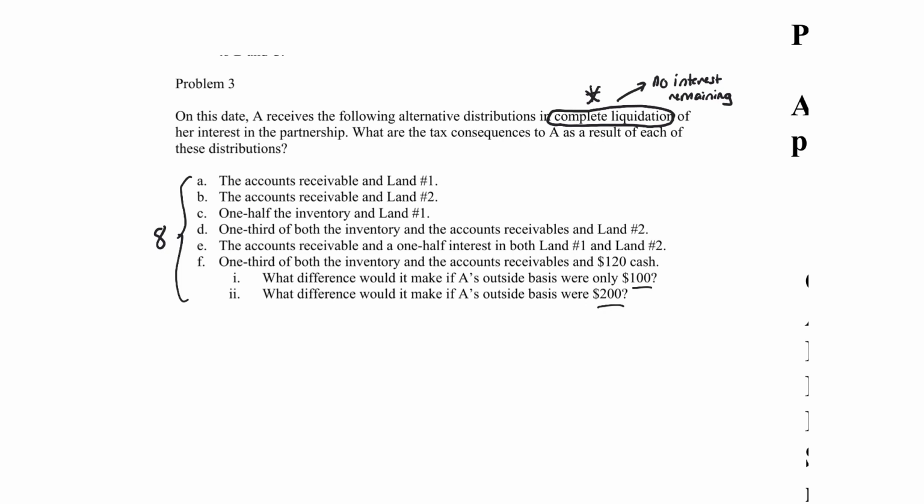Also, you'll notice in all of these different situations, A through F, that A is receiving some share of hot assets. The accounts receivable in A, and B also accounts receivable. In C, inventory or a portion of inventory. In D, 1/3 of inventory and accounts receivable. In E, accounts receivable. In F, inventory and accounts receivable. The reason is that this is going to be a simple distribution: A is making sure to get his or her share of the hot assets, the ordinary income assets, so they're not leaving without that. Just keep that in mind.